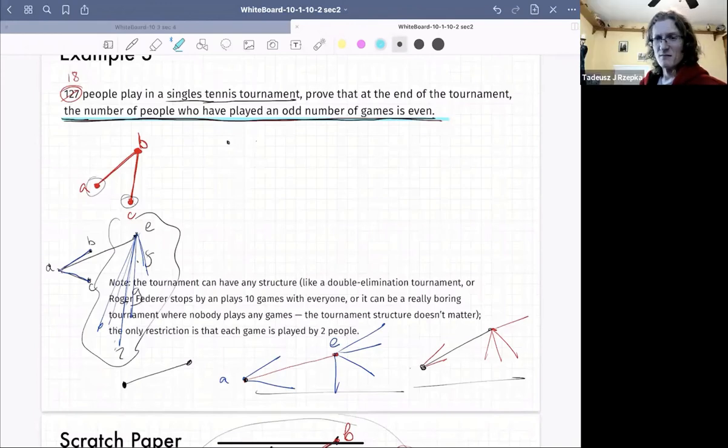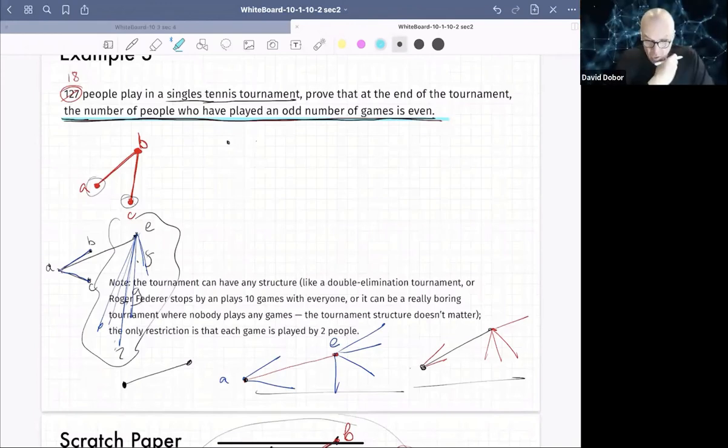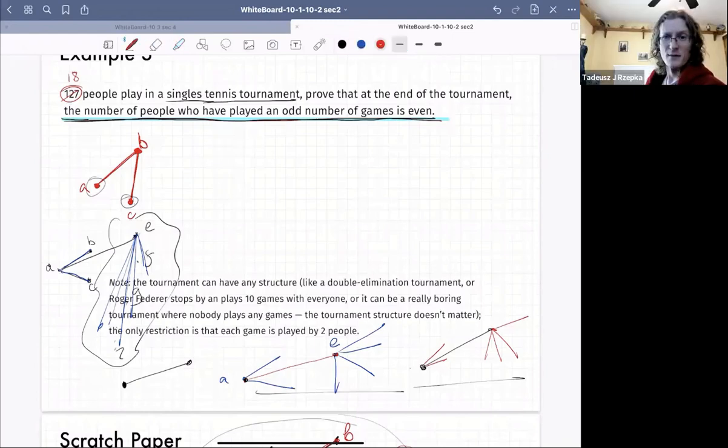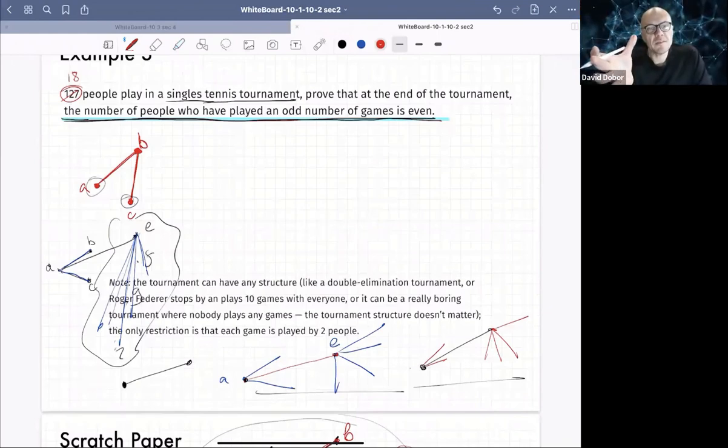Can you assume the opposite? Oh, okay. So let's try that one. Can you assume the opposite and disprove? So can we try that one? Maybe. Okay. So we have 127 people, right?